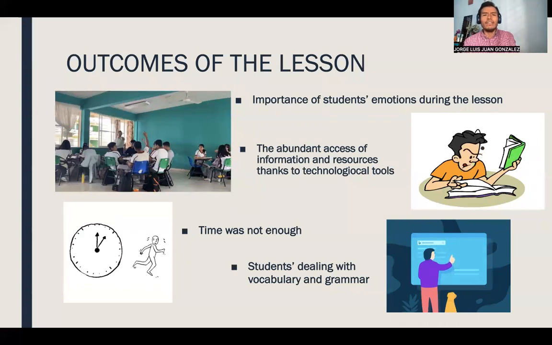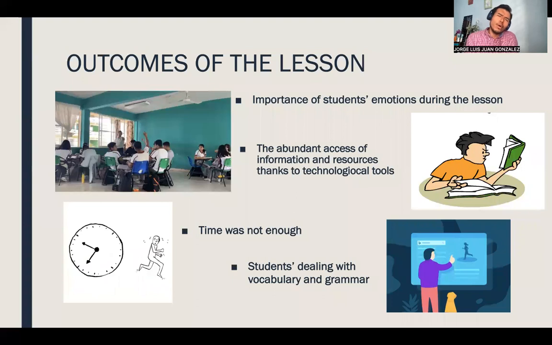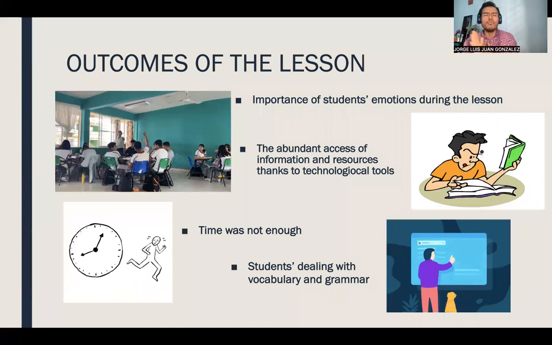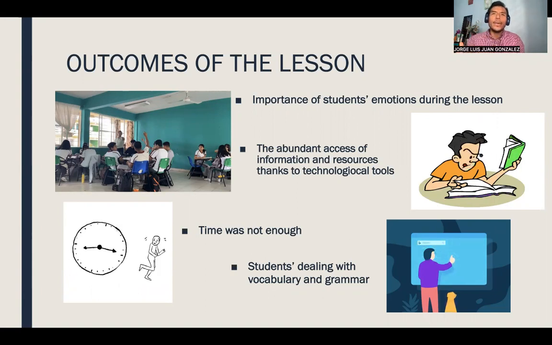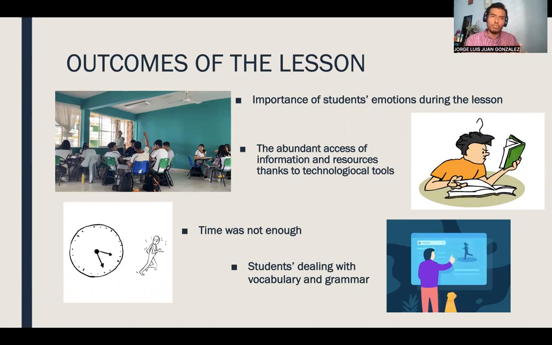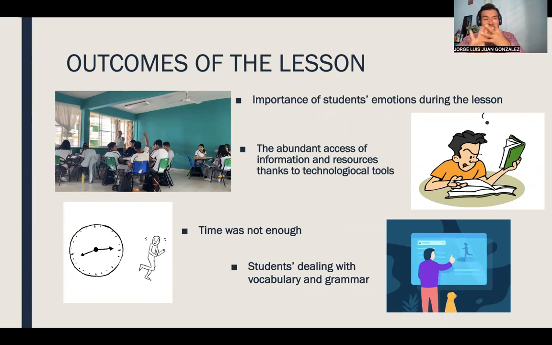Okay, the outcomes of the lesson here are four. Number one is the importance of observing the motion of the students during all these approaches, to see how they are receiving this information. Number two was allowing technological gadgets. In one aspect it is positive because they get access to information, but on the other hand this amount of information is a lot for them, so they get lost and need my guidance again to find the correct thing they were looking for.